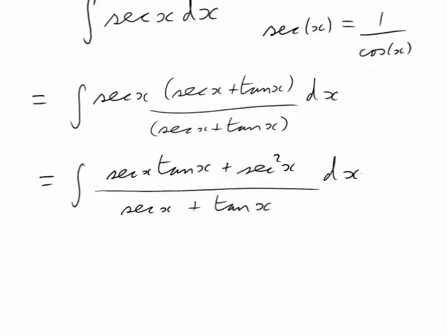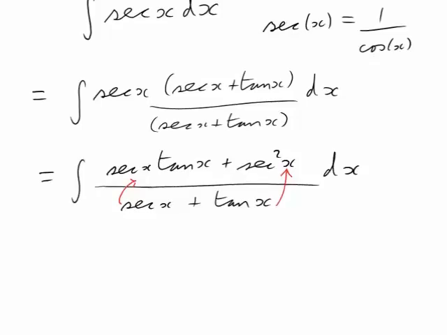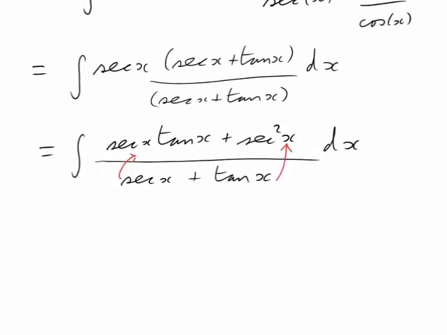Now, at first sight, that might not mean very much to you. It just seems to have made things more complicated. But look at the top and bottom. When we differentiate tan, we get sec squared. But also, and you might not remember this, when we differentiate sec x, we get sec x times tan x. So here, the top is actually exactly the differential of the bottom.